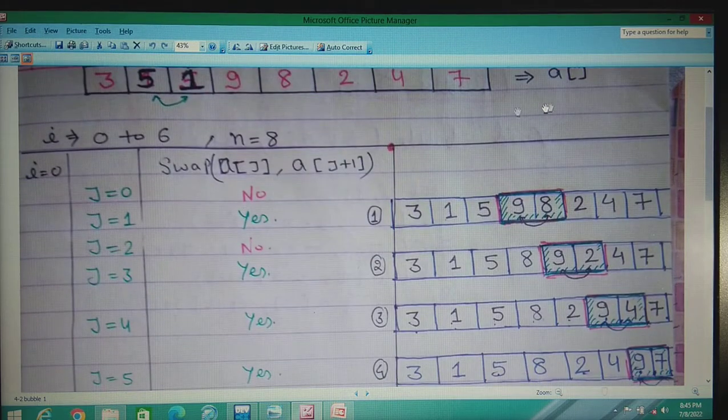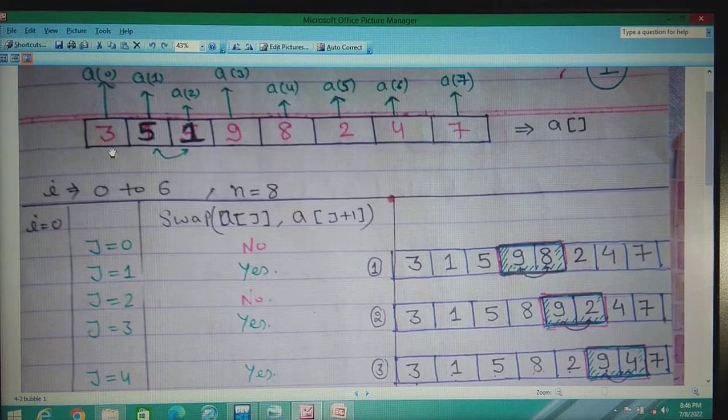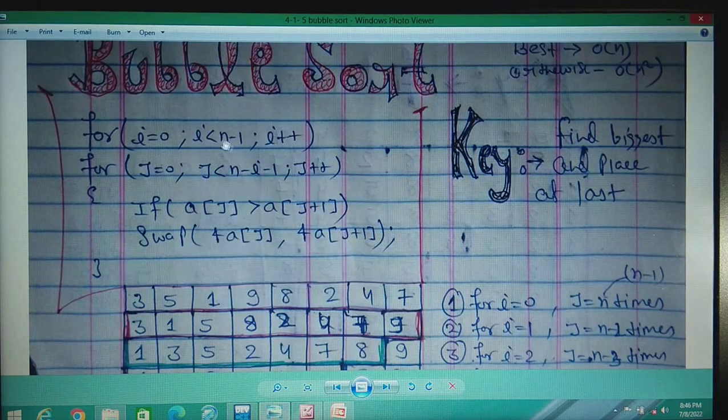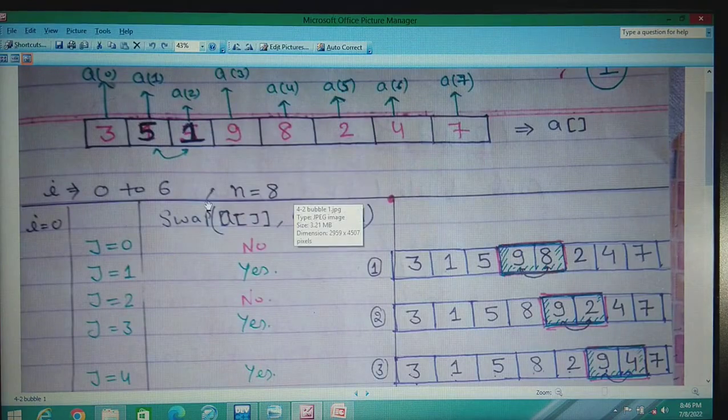And already you know that there are two for loops. One is working from i equal to 0 to 6. Why? Total values are 1, 2, 3, 4, 5, 6, 7, 8. Total value is 8. What have we written? 8 minus 1 is equal to 7, and i less than 7 means i is working 6 times. 8 minus 1 is equal to 7, less than 7 means 6. So i is working from 0 to 6.